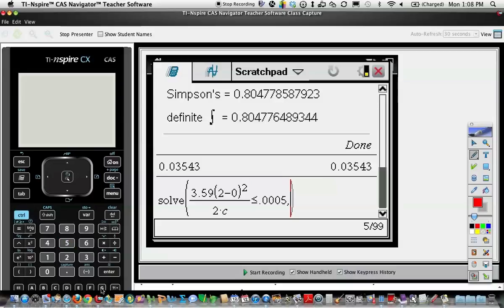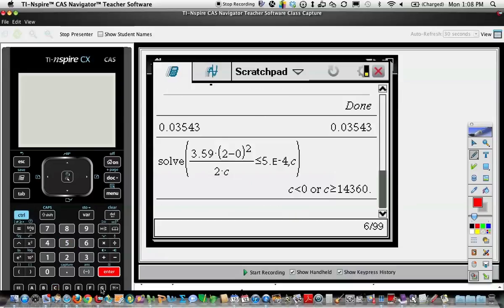So now when he hits solve on that, and notice he hit comma C, telling it to solve for C. He gets C less than 0. Of course, the number of rectangles can't be negative, so we can ignore that. Or C is greater than or equal to 14,360. That's the one we want. Now, if he would have just used an equals there, then he wouldn't have gotten this less than 0 part. It would just have said equals 14,360, which is what we want.